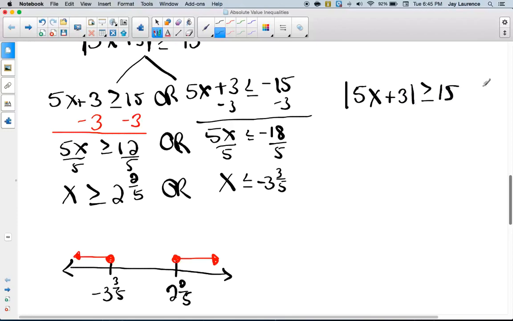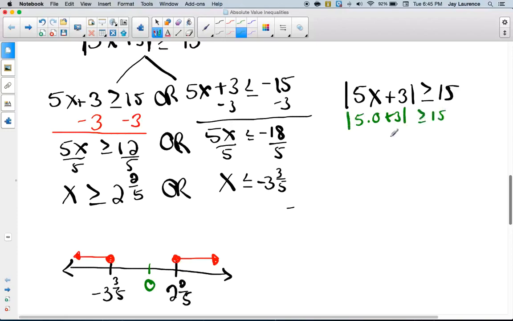Now, I'm telling you that if you pick any number in the shaded area, you will get a true statement. I'm also saying that if you pick any number not in the shaded region, you'll get a false statement. I love to pick 0. 0 makes my life so much easier. So I'm going to substitute 0 in. I'm going to get the absolute value of 5 times 0 plus 3 greater than or equal to 15.